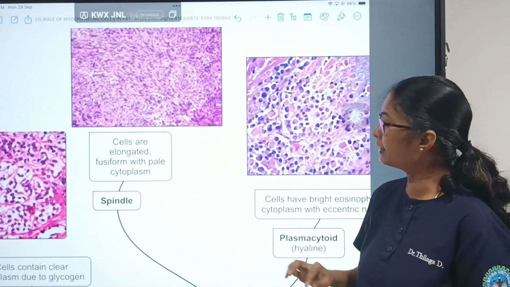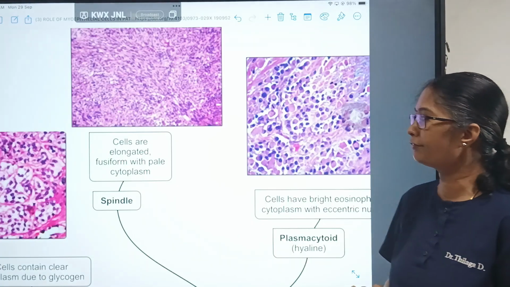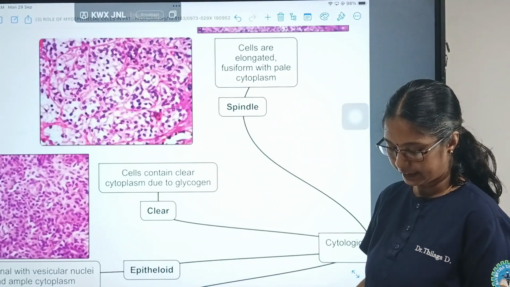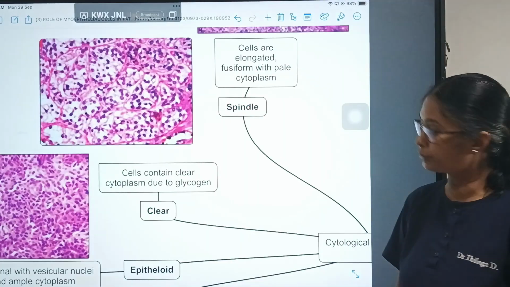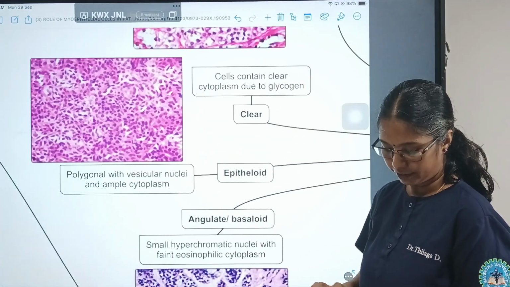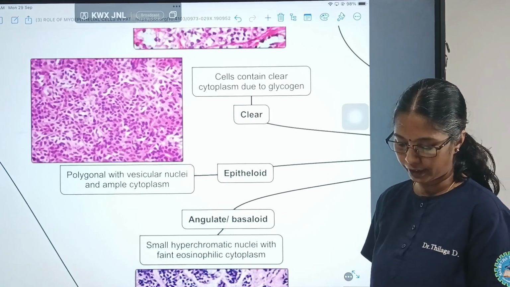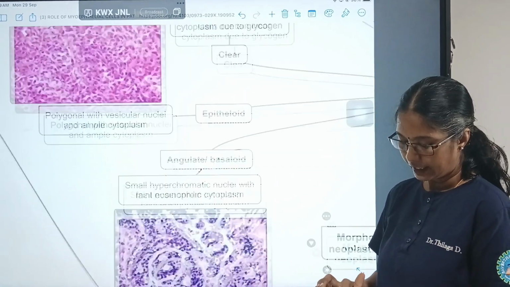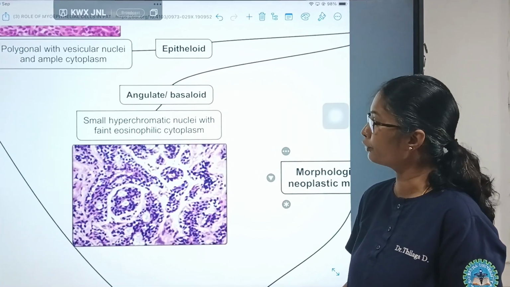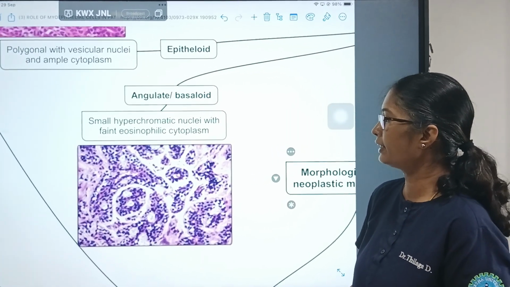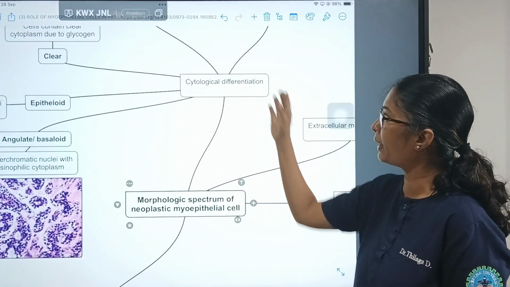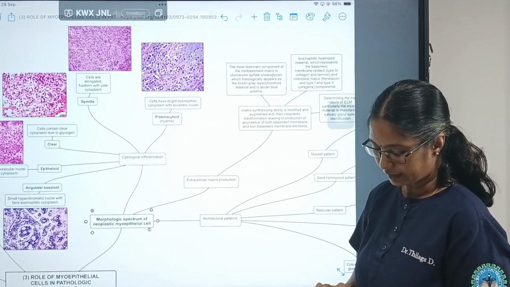The other one is the spindle variant, where the cells are elongated, fusiform with pale cytoplasm. The clear cell variant contains clear cytoplasm due to glycogen deposition. These are the clear cell variants. The epithelioid variant has polygonal cells with vesicular nuclei and ample cytoplasm. Angulate and basaloid cells have small hyperchromatic nuclei with a faint eosinophilic cytoplasm. So these are all the cytologically differentiated patterns of the myoepithelial cells.